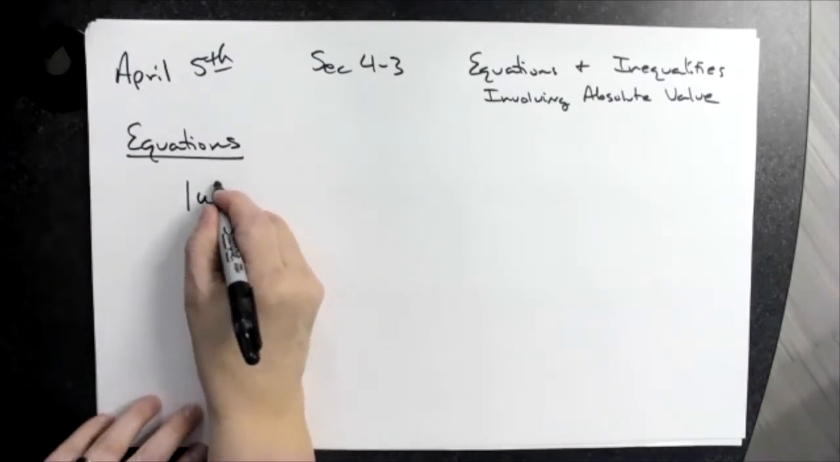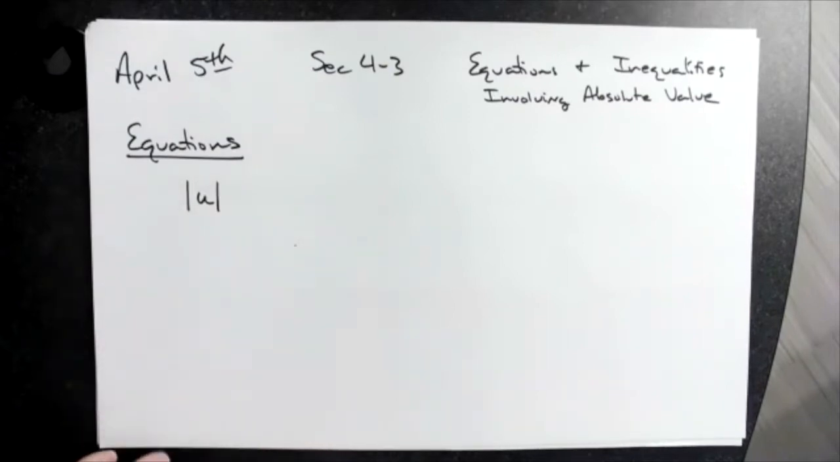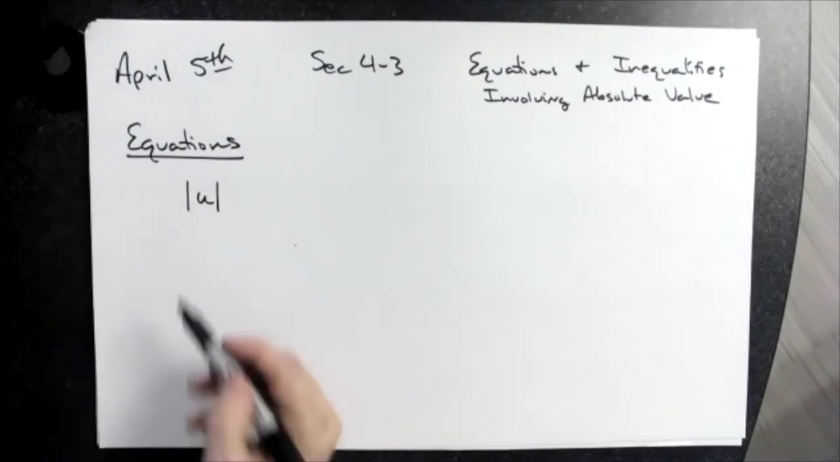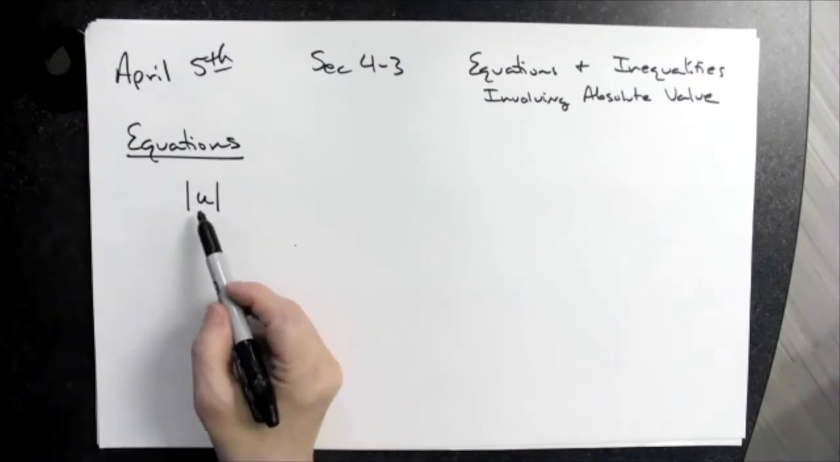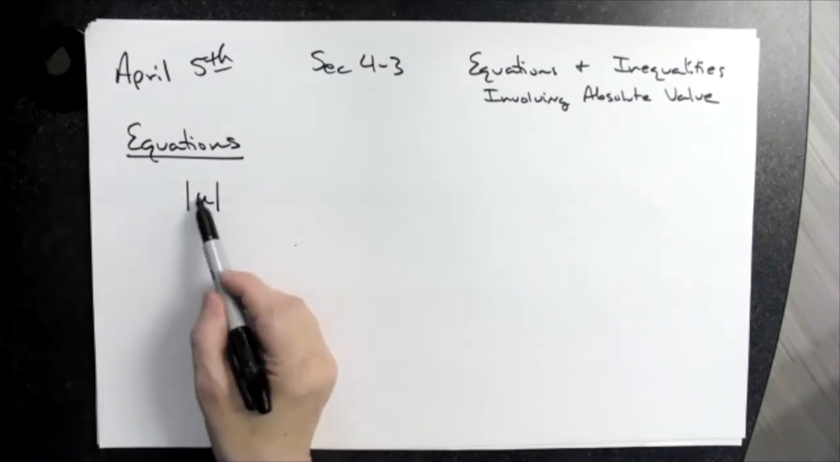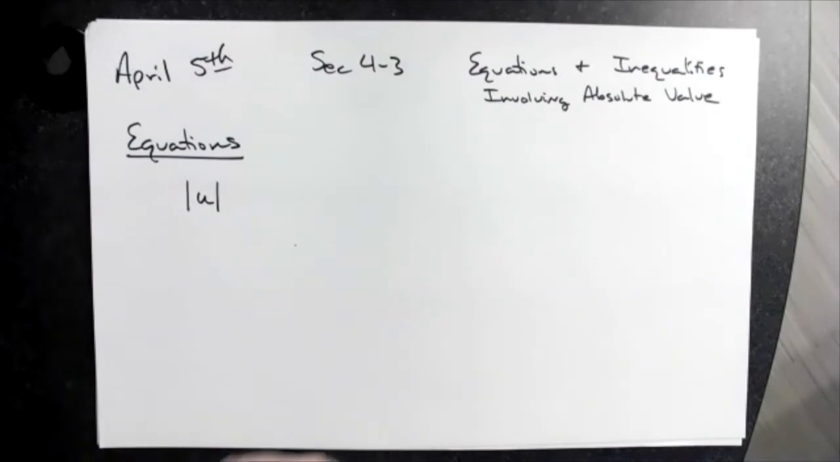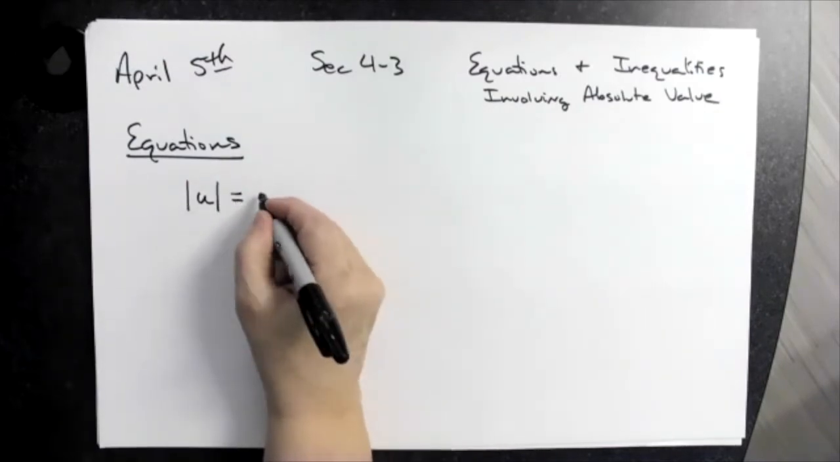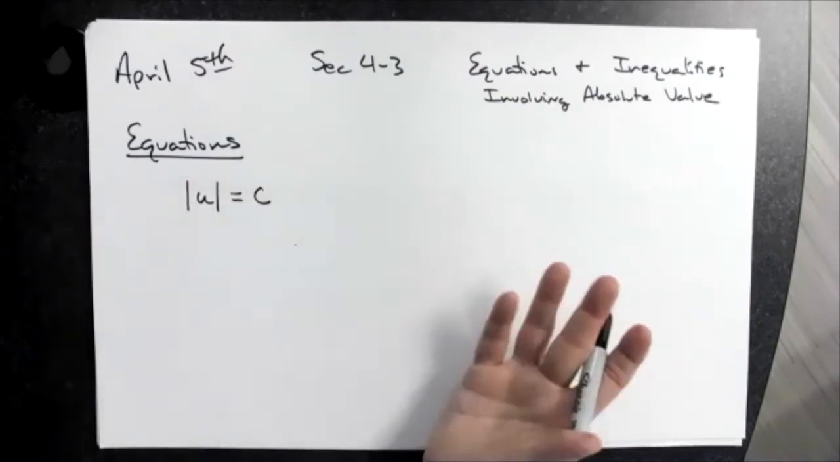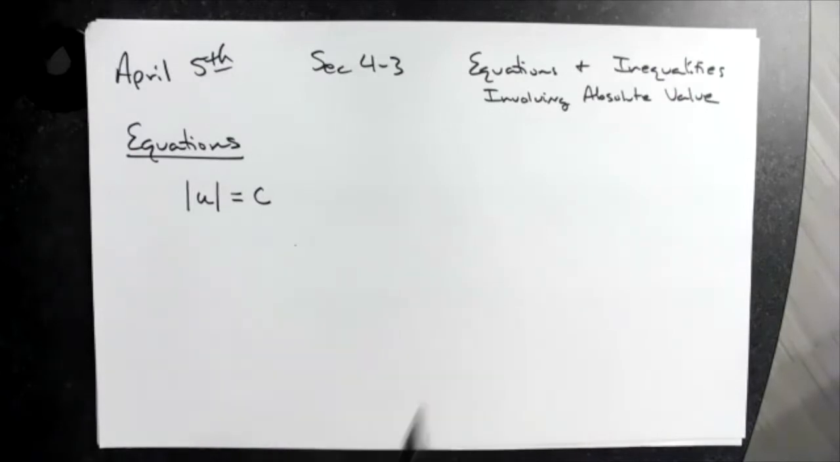an absolute value bar around some expression, and I'm just going to let that expression be u. That's going to be some function of x, maybe a 2x plus 3, maybe a 4x, anything inside there involving our traditional x. And then for it to be an equation, we need an equal sign and then set equal to a constant, okay? Now, that's not to say that I can't have absolute value bars on both sides.